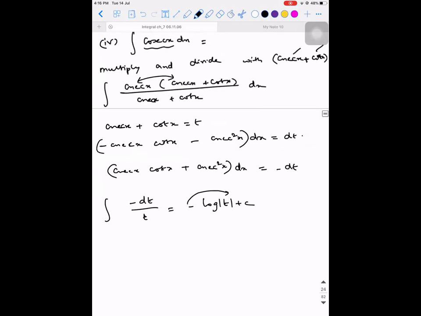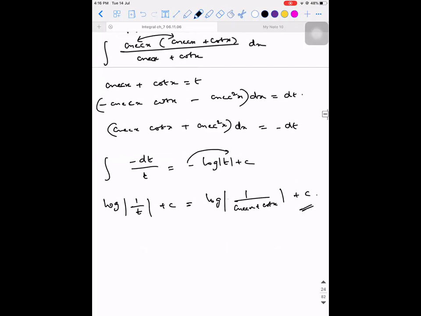So minus is there, it will go as a power. So I will have log of 1 by t plus c. That is log of 1 by cosecant x plus cot x plus c. Okay. So this is one of the answers.